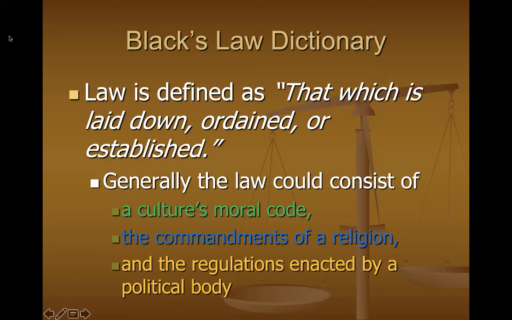Let's start out with Black's Law Dictionary's definition of law, which is that which is laid down, ordained, or established. Generally the law could consist of a culture's moral code, the commandments of a religion, and the regulations enacted by a political body. With the American criminal justice system, we are still talking about the three prongs: the cops, the courts, and the correctional system.